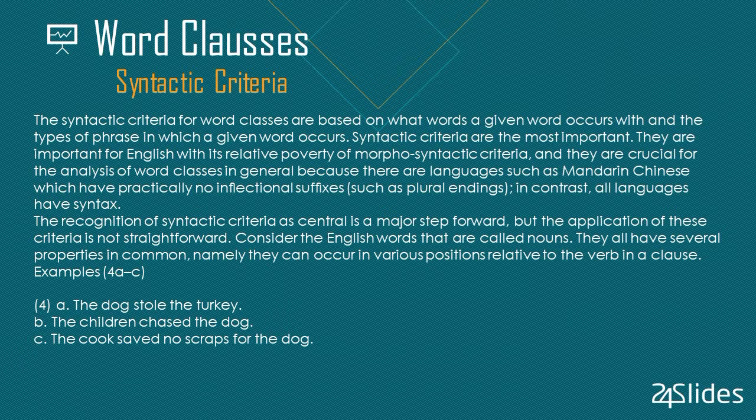Consider the English words that are called nouns. They all have several properties in common. Namely, they can occur in various positions relative to the verb in the clause. The examples for A to C: A. The dog stole the turkey. B. The children killed the dog. C. The cook saved no scraps for the dog.